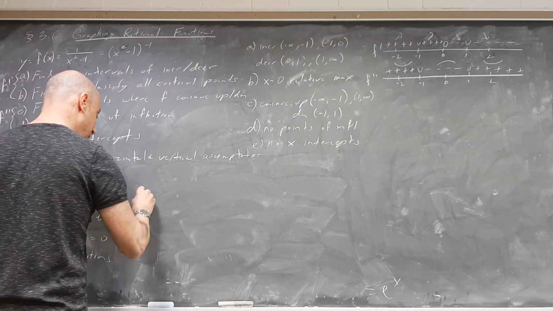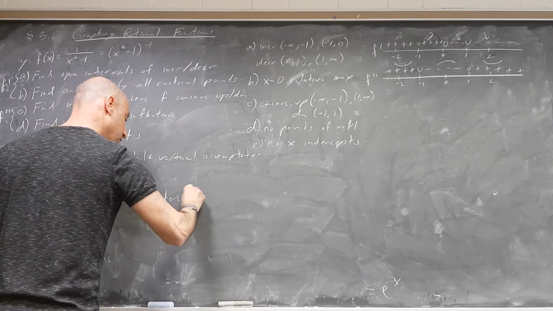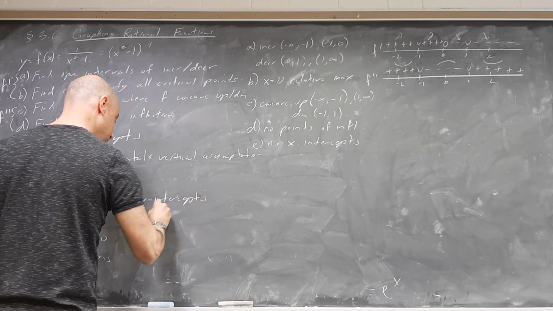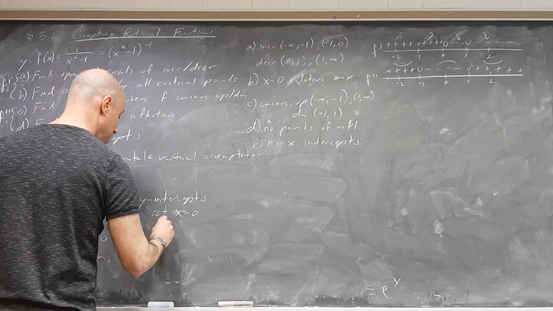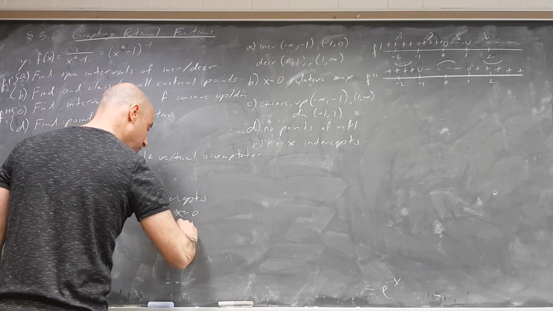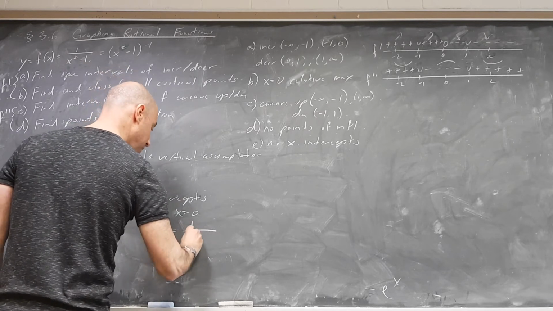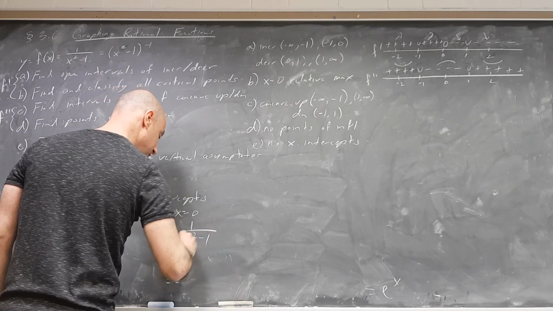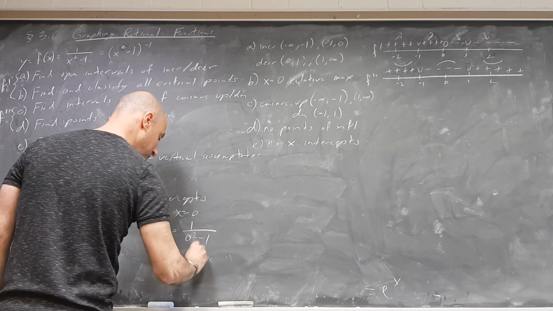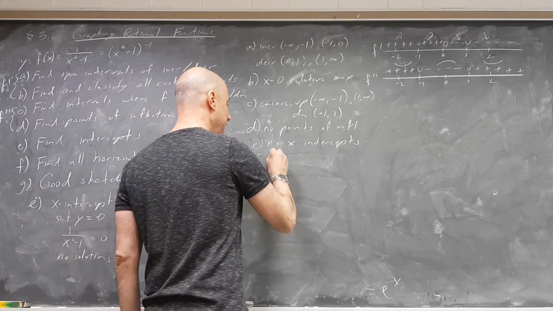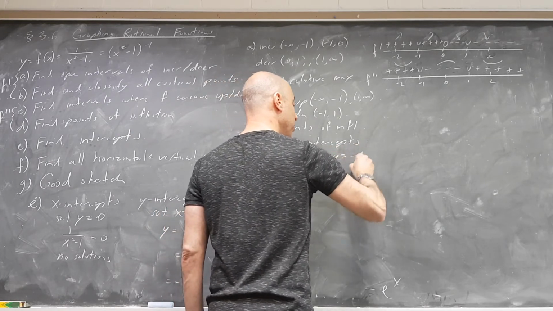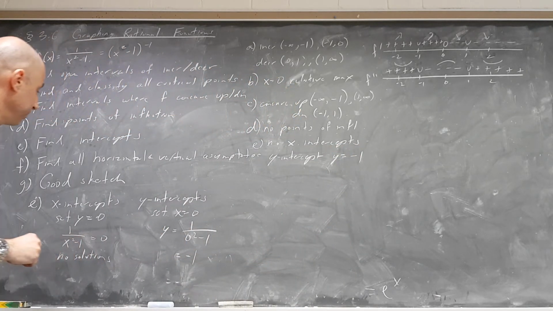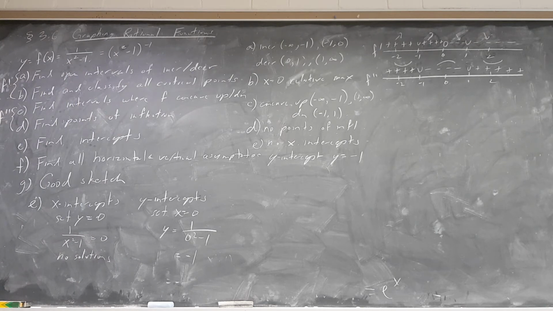And for your y-intercepts, we'll set x equal to 0. That we can do. So y equals 1 over 0 squared minus 1. That's 1 over -1, which is -1. So y-intercept, y equals -1. That's part E.